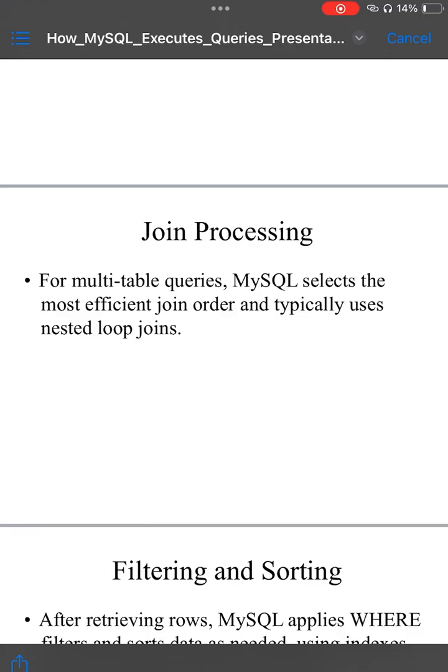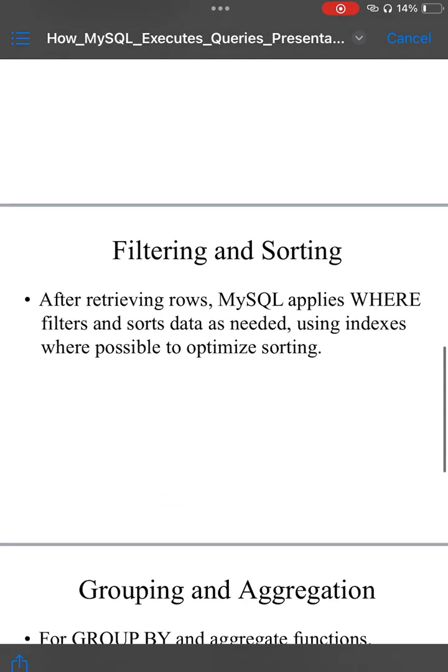4. Join processing. For queries involving multiple tables, MySQL needs to determine how to process joins. It chooses the most efficient join order, often starting with the table that has the most restrictive conditions, such as filtering rows by an index. MySQL typically uses nested loop joins, where it loops through one table and for each row, looks up matching rows in the second table.